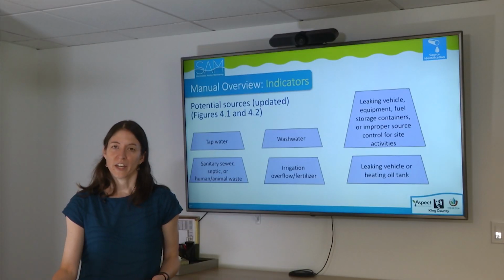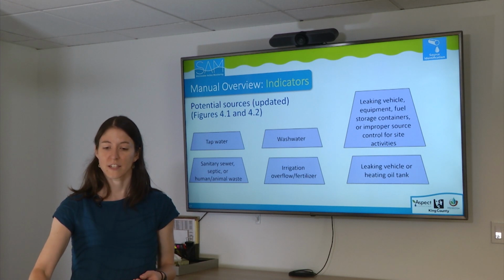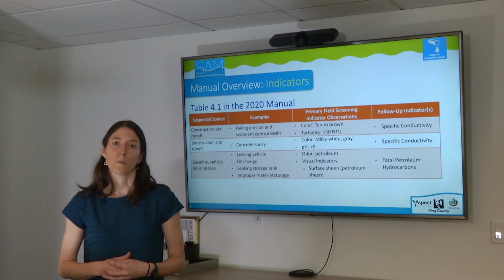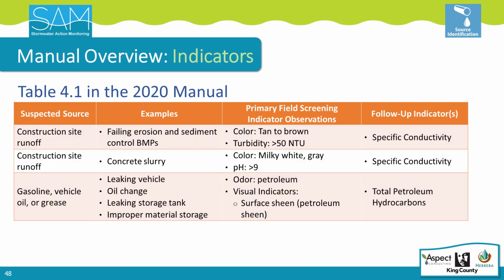There's another way to take a look at it as well. If you already have an idea of what you think the discharge might be, you could take a look at table 4.1 in the 2020 manual. If you already suspect, well, I know it's construction site runoff, I can see that coming off the site, instead of following the flow chart, you could just take a look at this table 4.1.